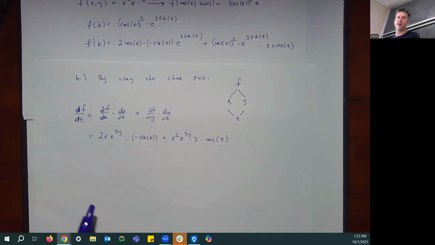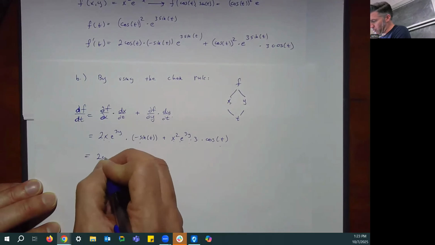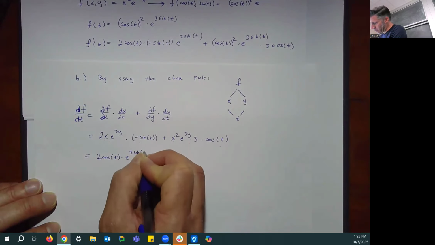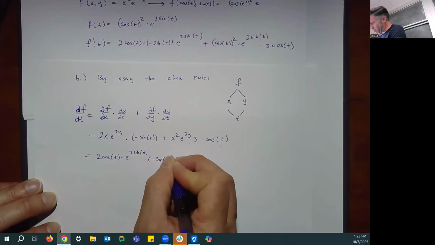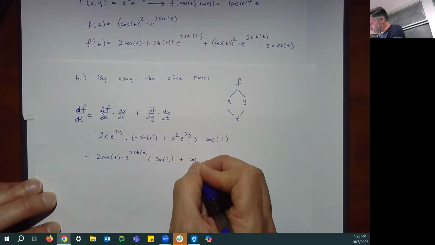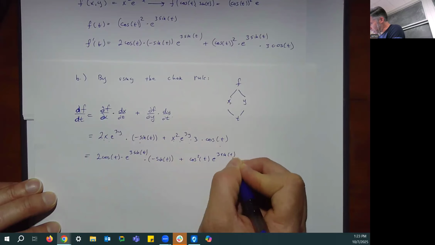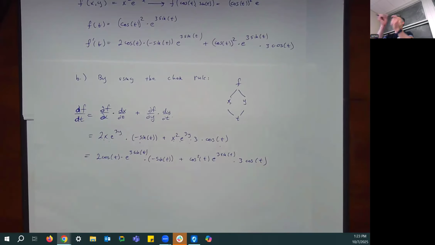So if you do it this way, though, you typically will get asked to write it in terms of the lowest level variable. So we really should then be like, okay, it's 2 cosine of t times e to the 3 sine of t times, I should have brought the negative out in front, negative sine of t plus cosine squared t e to the 3 sine of t times 3 times cosine of t. Same answer. Maybe written in slightly different order, but order of multiplication does not matter, right?